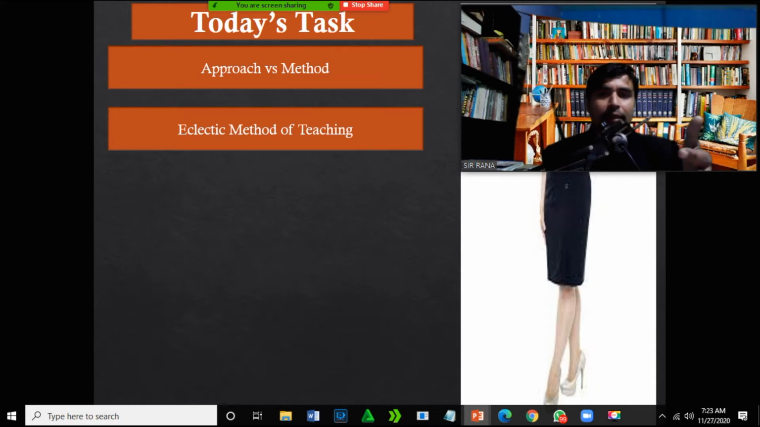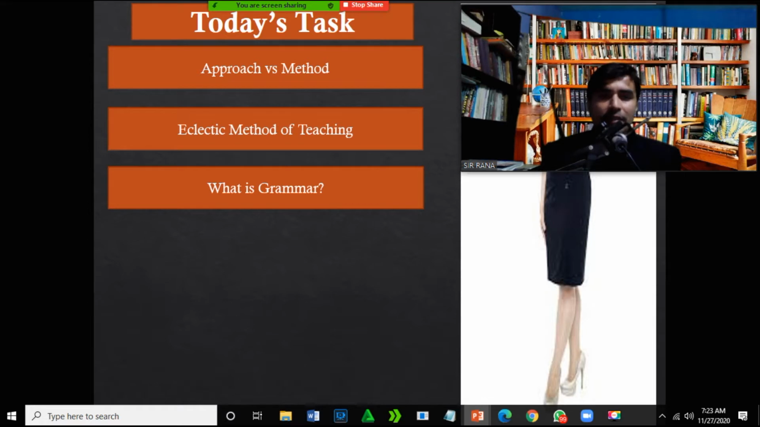The eclectic method will help you to blend other methods. For example, you also involve the GTM method, you involve the translation method, you involve the communicative method, you involve the audiolingual method, you involve other methods, for example TPR and the rest, in a way to give a blend of all these methods. This method overcomes the drawbacks of the other methods. This is a very helpful method. I will be teaching you about the eclectic method. When you unite other methods in a way to transfer the best knowledge to your students, this method helps you, especially the eclectic method. Then we'll discuss grammar.